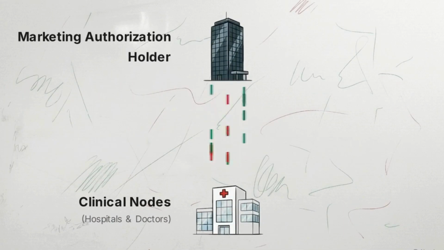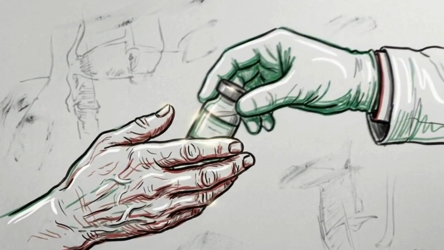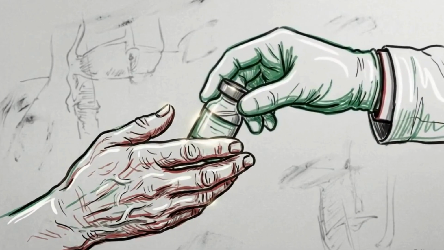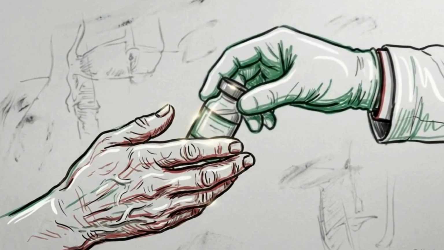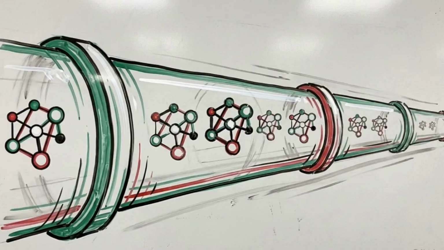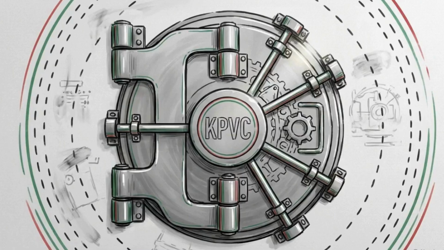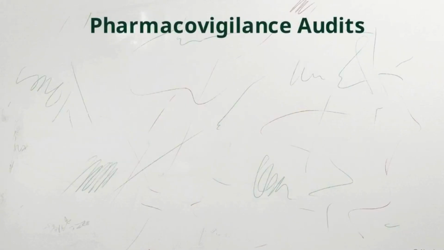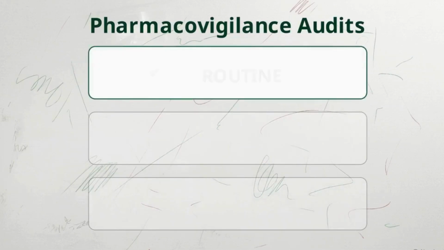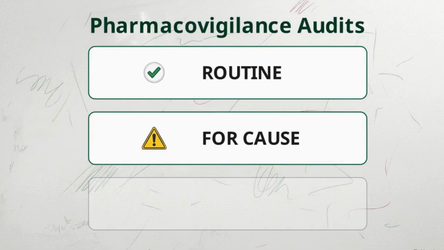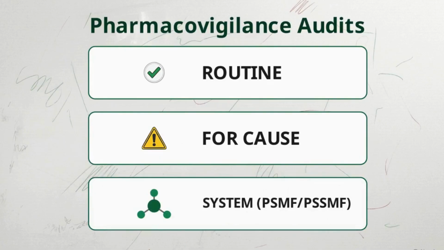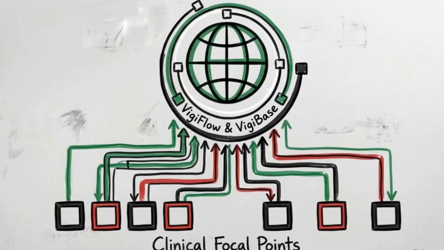This downward flow of information from the corporate level back to the clinical nodes closes the pharmacovigilance loop. The data collected by hospitals results in modified guidelines that alter actual patient care. To ensure this massive data pipeline maintains its integrity, the KPVC relies on a strict enforcement mechanism, the pharmacovigilance inspection. MAHs face 3 distinct categories of audits. Routine inspections verify ongoing compliance. For-cause inspections are triggered by specific regulatory triggers or known failures, and system-related inspections evaluate the structural integrity of the PSMF and PSSMF.